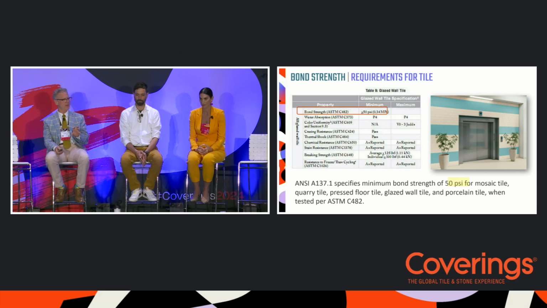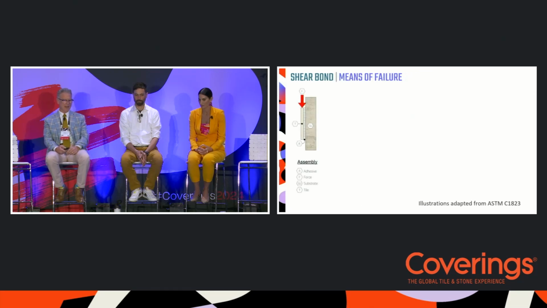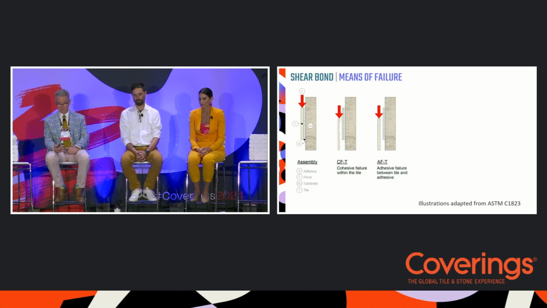And that's a pretty low number. I would be very surprised if you tested at something that was less than 50 psi. So how may a tile assembly fail? It may fail in one of a number of different ways. Unless it's a very, very brittle tile, you're probably not going to have cohesive failure of the tile, but you could. Okay. The next three are where we see most failure.